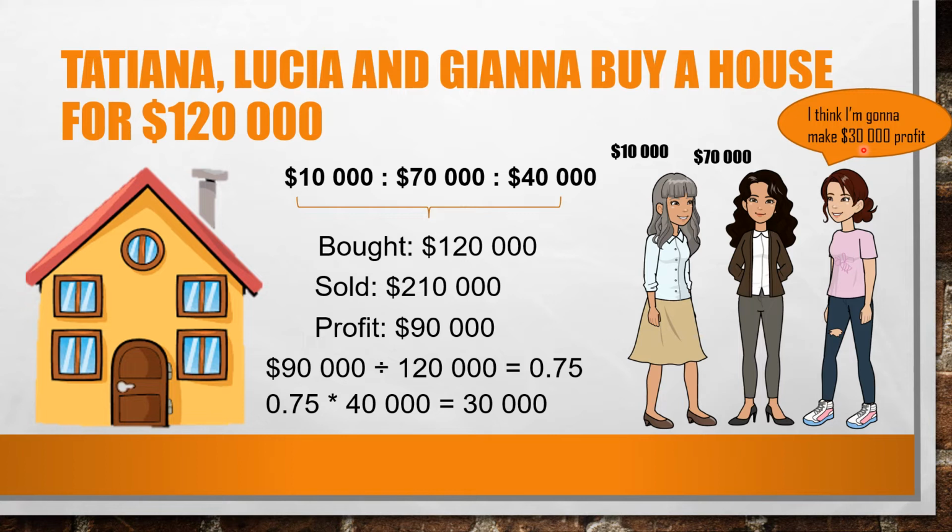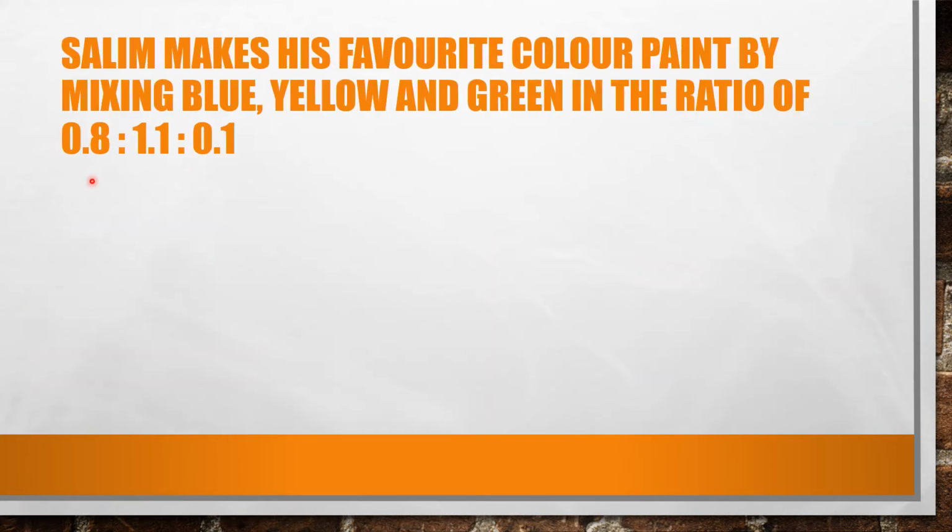So in total, how much did she get? She got $70,000. $40,000 was the money that she paid, and $30,000 was her profit. Let us move on to the next exercise.